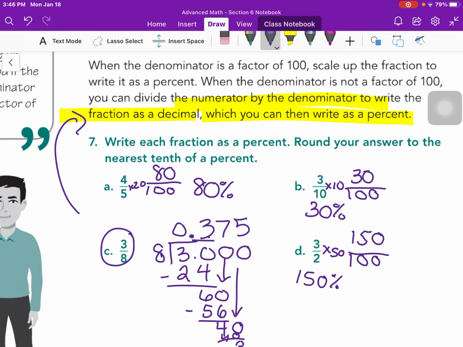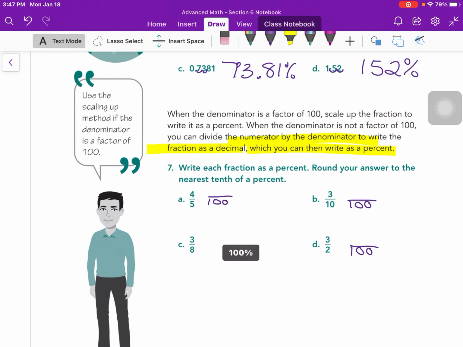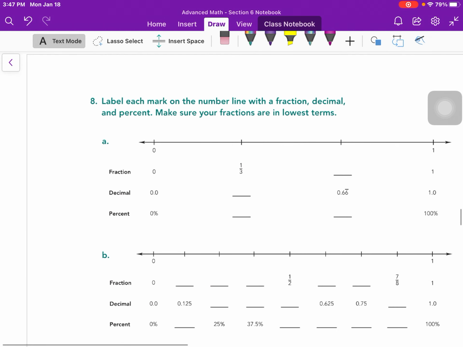So my decimal is 0.375, and I know now I can move it 2 places to the right to make it a percent. So it's 37.5%. All right. I think we'll skip that part. So we'll end right there.